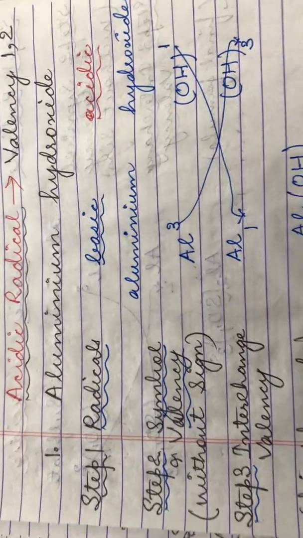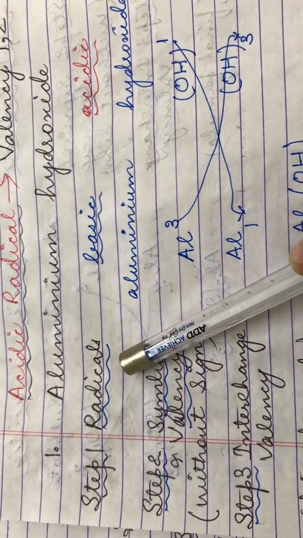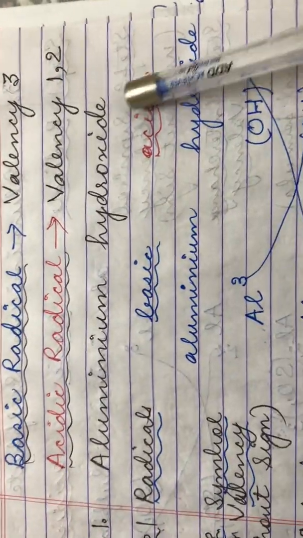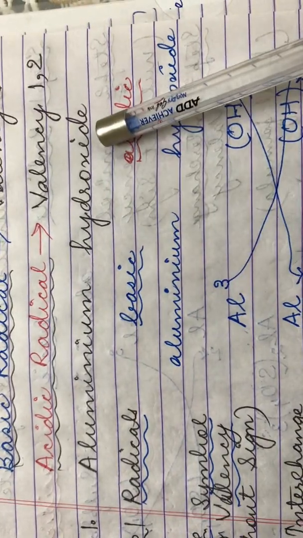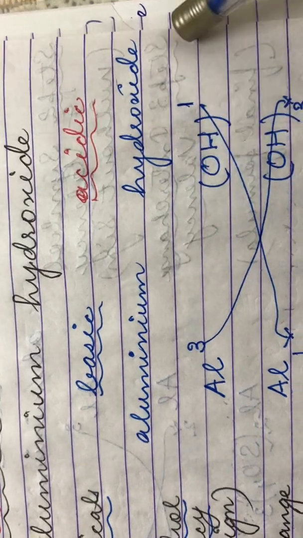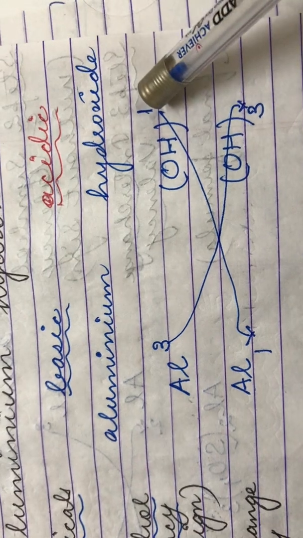The basic steps involved in writing any formula by the crisscross method are: you first write the radical, then you write the symbol and valency, and then you interchange the valency. Now let's take the first example of aluminum hydroxide. The basic radical present in aluminum hydroxide is aluminium. The acidic radical here is hydroxide. The symbol and valency of aluminium are Al and 3. Hydroxide is OH. We put the whole in a bracket and write 1 in the superscript of OH.